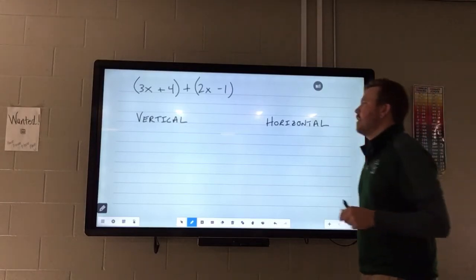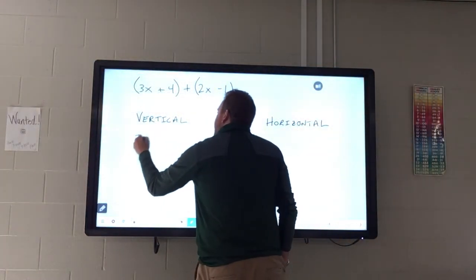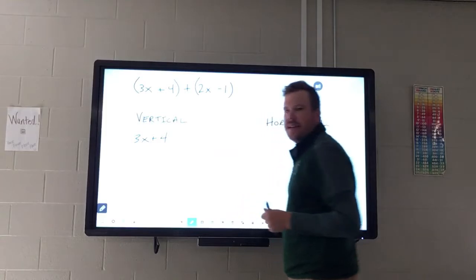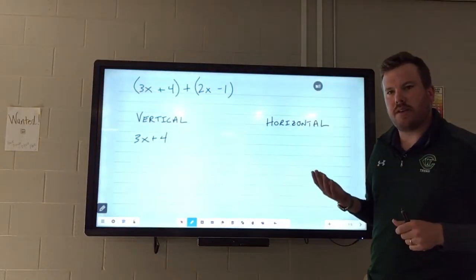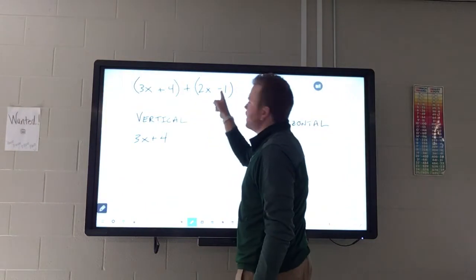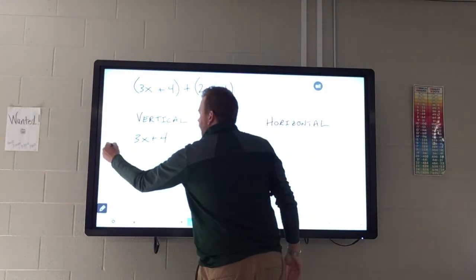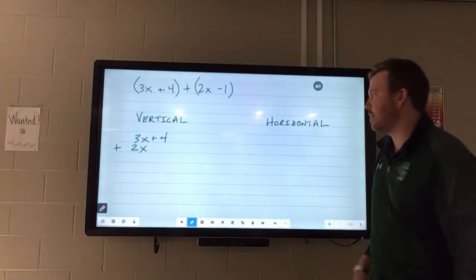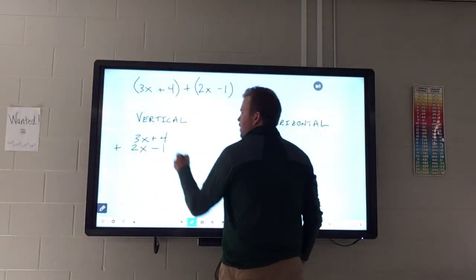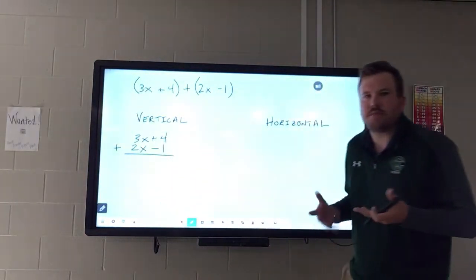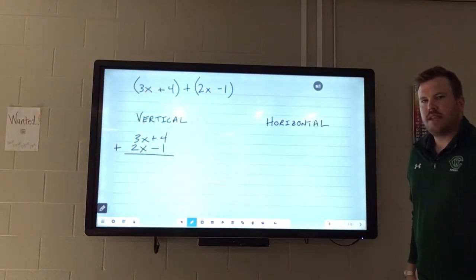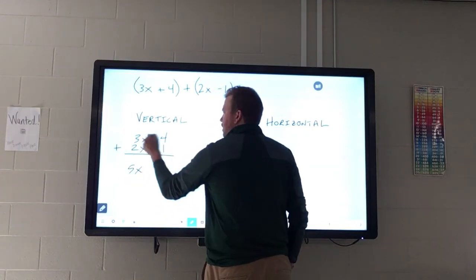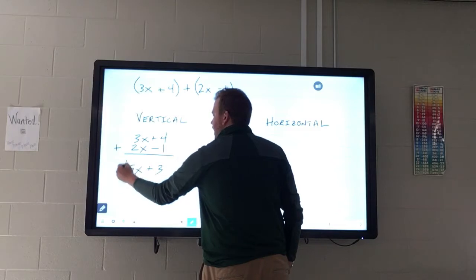Let's start with vertical. With vertical, what we like to do is take our two expressions and line them up vertically. When we line them up vertically, we like to put like terms over one another. So I have my 3x plus 4, and I'm adding that 2x minus 1. I would put the 2x right under the 3x, because 3x and 2x are like terms. They have the same variable raised to the same power. Then I would put that minus 1 right under the 4, because constants, or just plain numbers, are like terms. And then we just add straight down. 3x plus 2x is 5x. 4 plus negative 1 is 3. And that's our final answer.